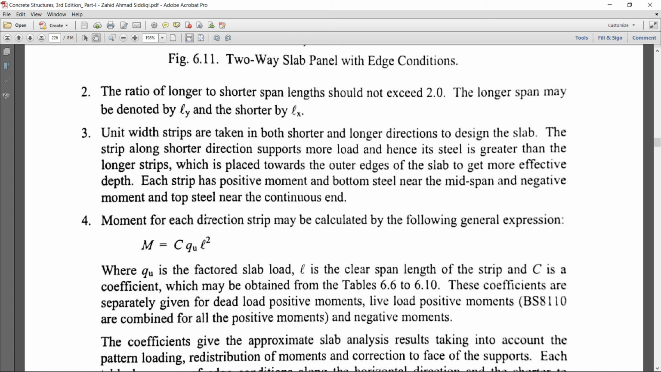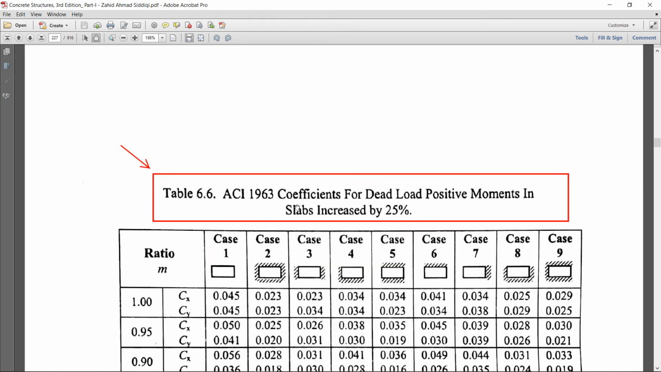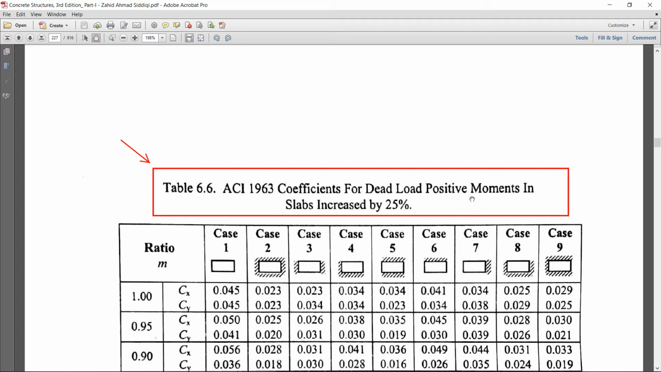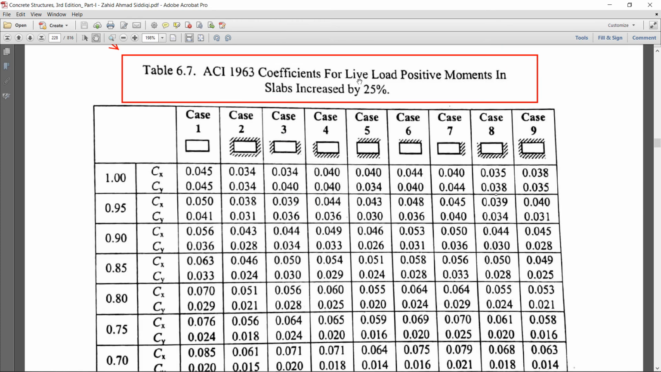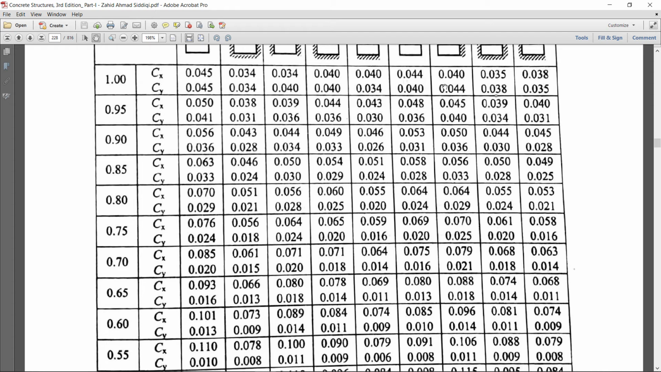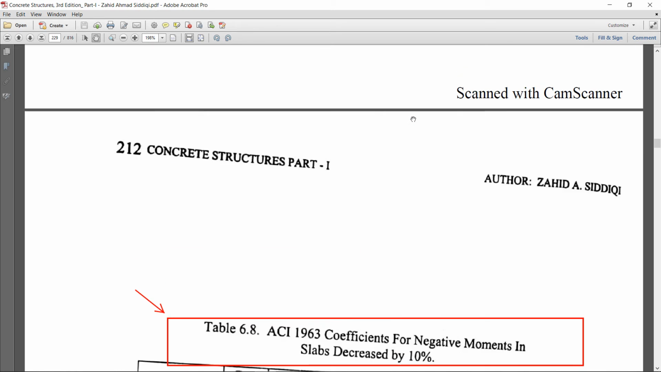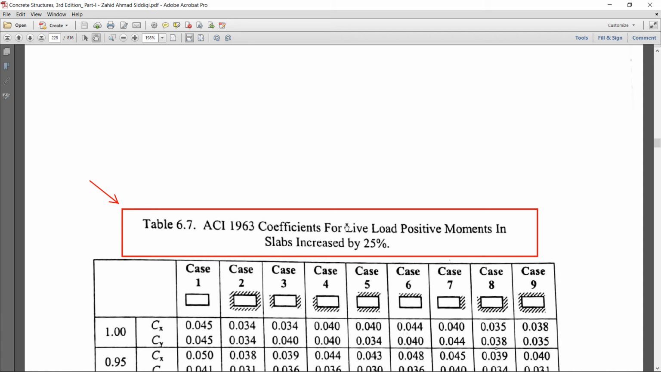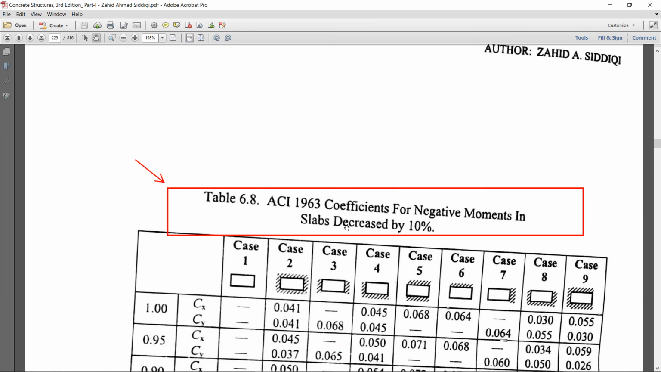Then the fourth point: we will get the moment coefficients from the table. Here are the ACI 1963 coefficients for dead load positive moment, which is increased by 25%, and the second table is the ACI coefficients for live load positive moment, and the third table is the ACI coefficients for negative moments, which is decreased by 10%. So there are three tables: two for positive moments, dead load positive and live load positive, and the third for negative moments with the 10% decrease.